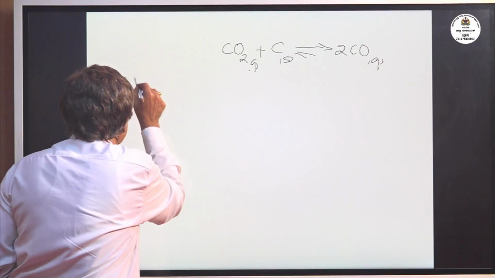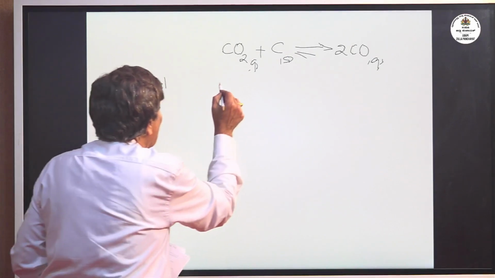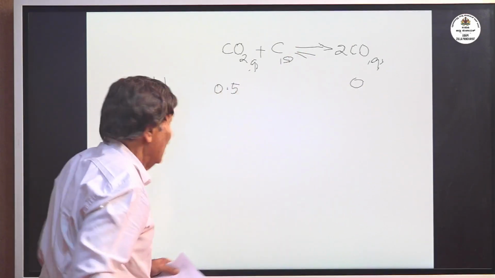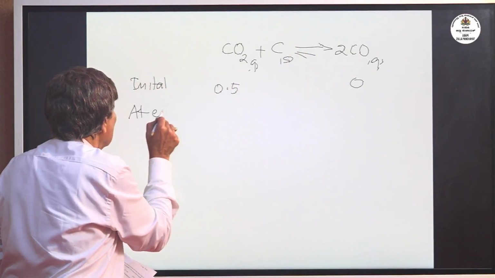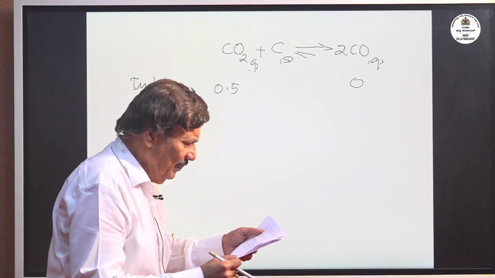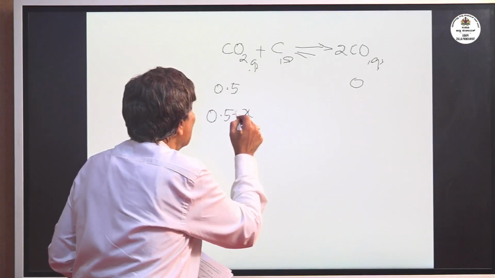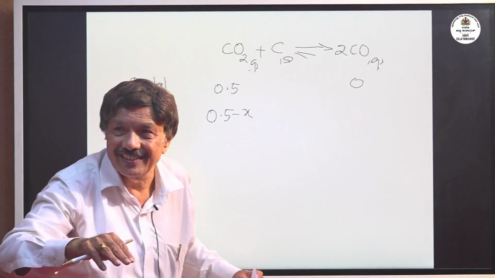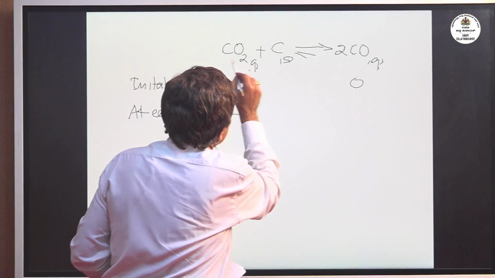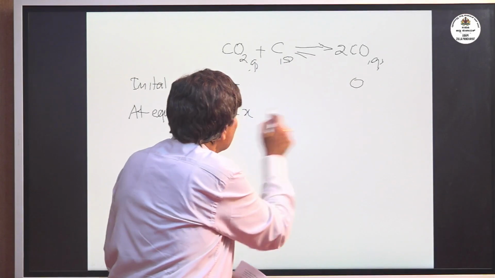Initial pressure is how much? Initial, they have taken it as 0.5 atmosphere. This is yet to be formed. This is solid. At equilibrium, you don't know, isn't it? So of this, let X undergo reaction. So X is the decrease. How much of this is used up? I should balance it. CO2 plus carbon, correct now? Double of that, carbon monoxide, is formed. So if this is X, this formed is 2X.